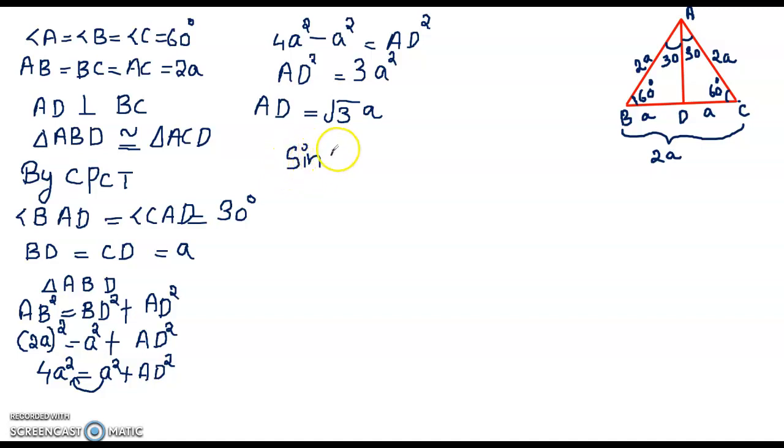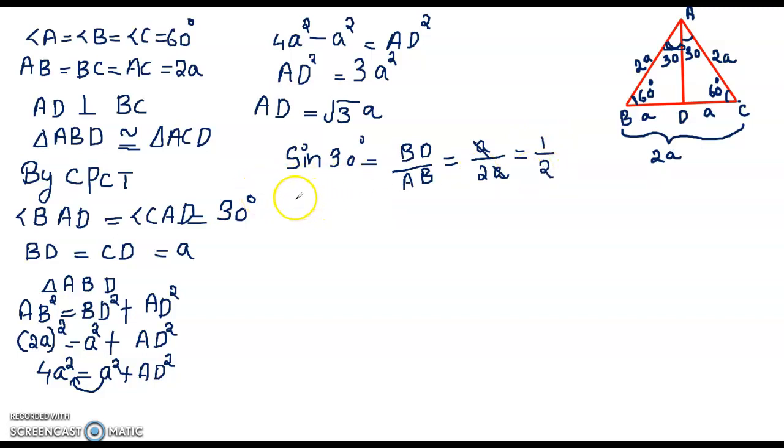So in right angle triangle ABD, sin 30 degree is equal to the side opposite to this angle 30 degree. Here I take this as the reference angle. The side opposite to this angle is BD. BD divided by hypotenuse, which is AB. BD is A units divided by AB, which is 2A. So cancelling 2A from numerator and denominator, I got the value of sine 30 is 1 by 2.